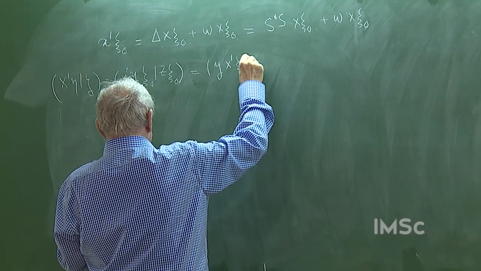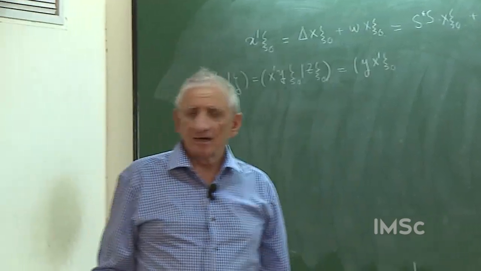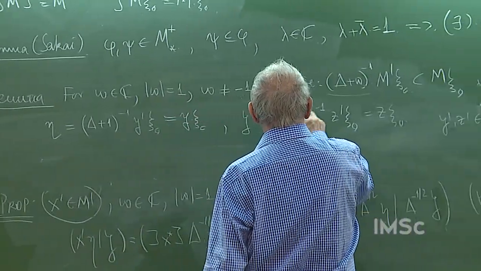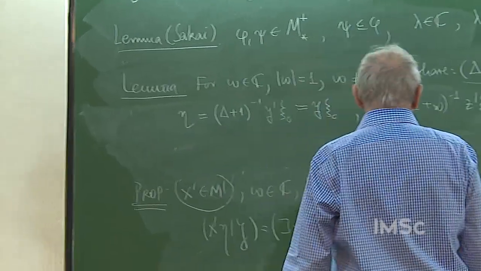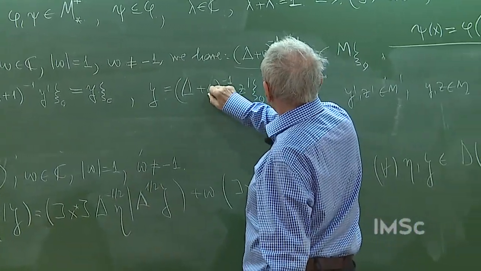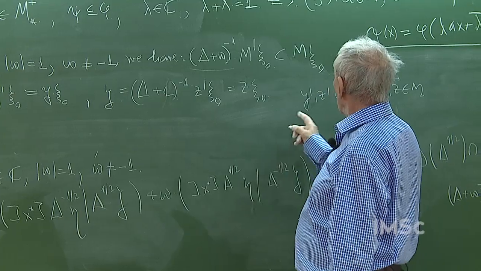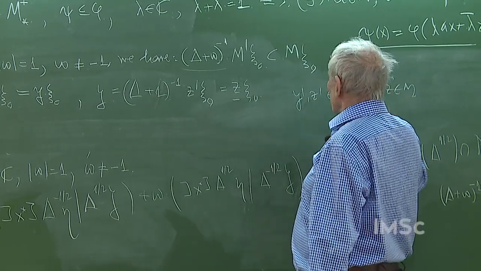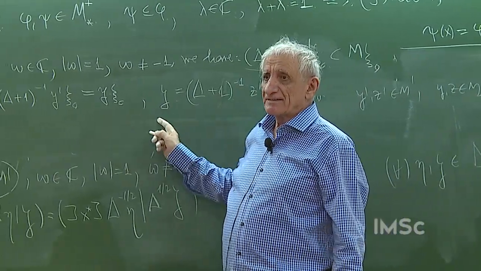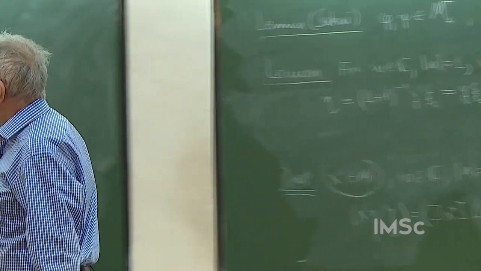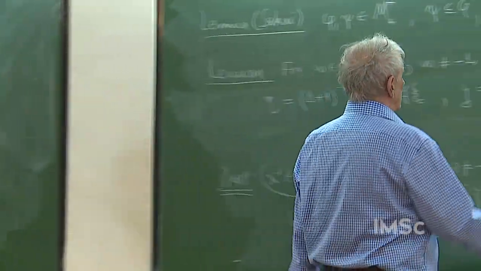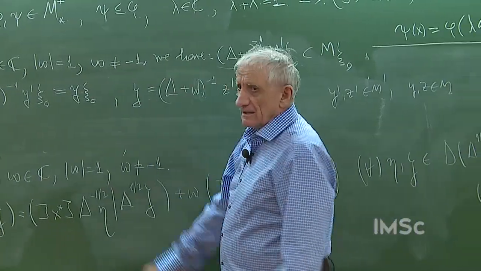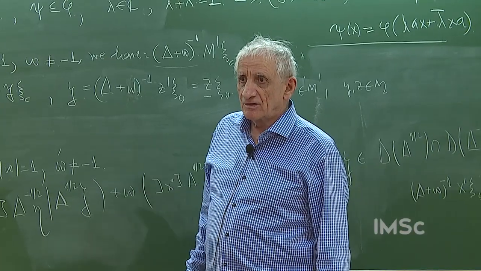What happened to the delta plus 1 inverse? I'm sorry? You have a delta plus 1 inverse. Eta equals delta plus 1 inverse. Ah, yeah, exactly. It's delta plus 1, I'm sorry. Where did that go here? Z and y are defined by these equalities. Yeah, but here there's no delta plus 1 coming. Okay, excuse me then. Excuse me, thank you.